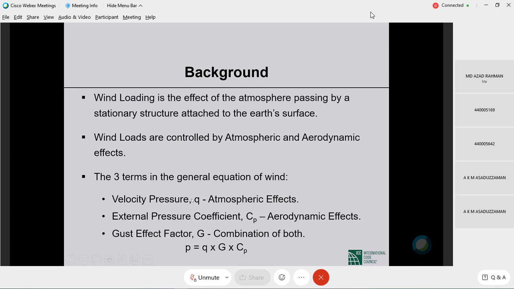Out of the three terms, q is determined entirely by atmospheric effects. It has nothing to do with the structure. The C sub P is, on the other hand, entirely a function of the aerodynamics of the structure, has nothing to do with the atmosphere. G is a combination of both. It is a function of atmospheric effects as well as the aerodynamic effects.